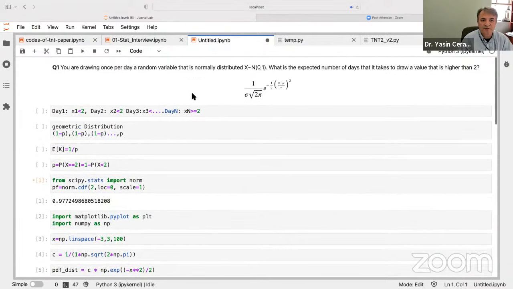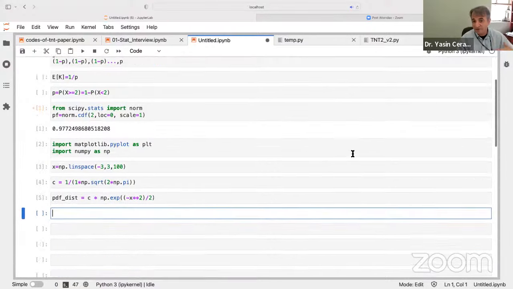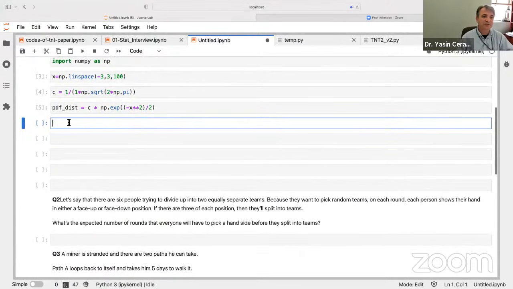So the question is, I'm drawing a random number each day from a random variable normally distributed with 0 mean and standard deviation 1. What is the expected number of days that we are going to draw a number that is higher than 2? How long is it going to take us on average to draw a number that is greater than 2? Okay, so this is the PDF distribution.